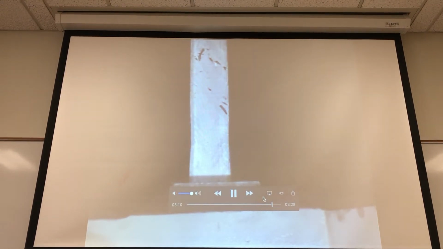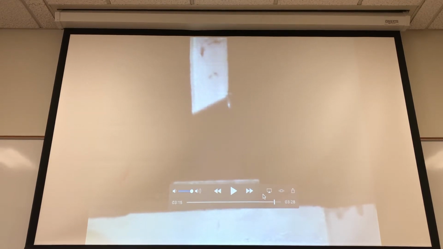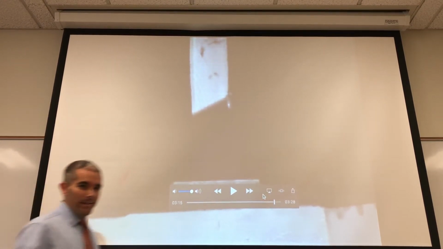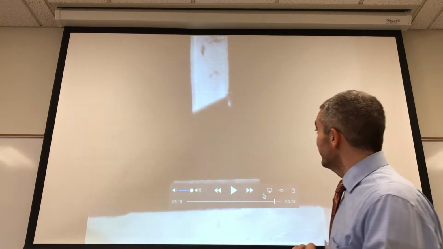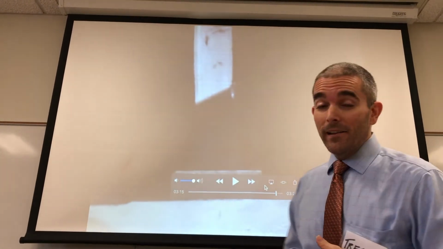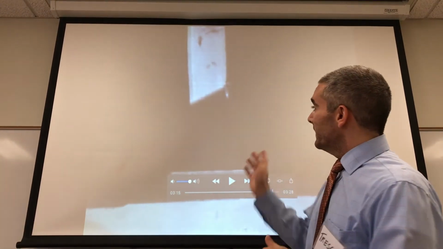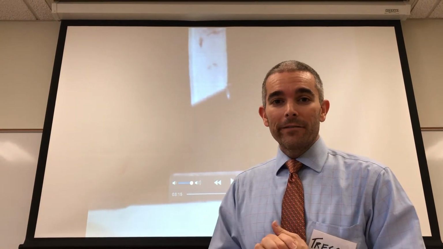Let's go back to that point of failure. That's the best I can do to stop it mid-failure. What do we notice about the failure line? I think the failure line is on an angle. It looks close to a 45-degree angle, maybe a little bit less, but we definitely see that it failed on some sort of angled surface.